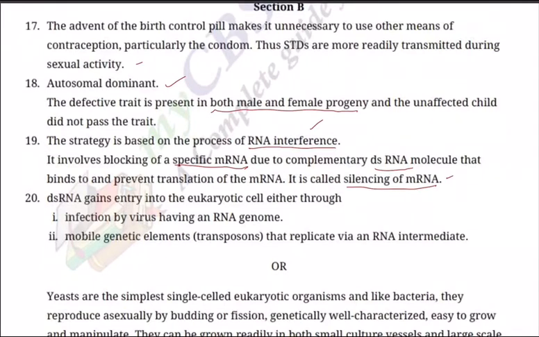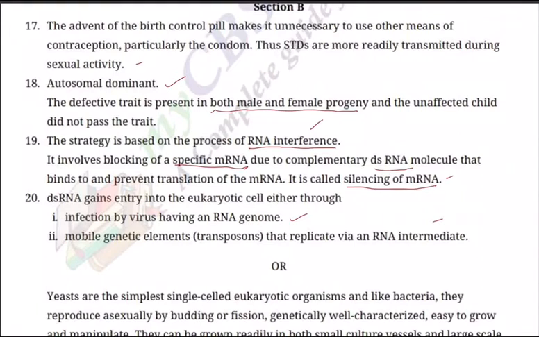Question number 20. How does dsRNA, double-stranded RNA, gain entry into a eukaryotic cell to cause RNA interference? Now the answer. dsRNA gains entry into a eukaryotic cell either through infection by a virus having an RNA genome, or second, through mobile genetic elements called transposons that replicate via an RNA intermediate. These are the 2 ways that dsRNA can enter. You have got a choice for this.